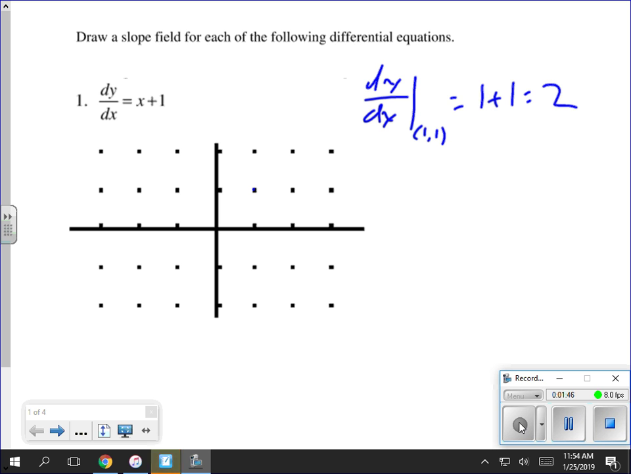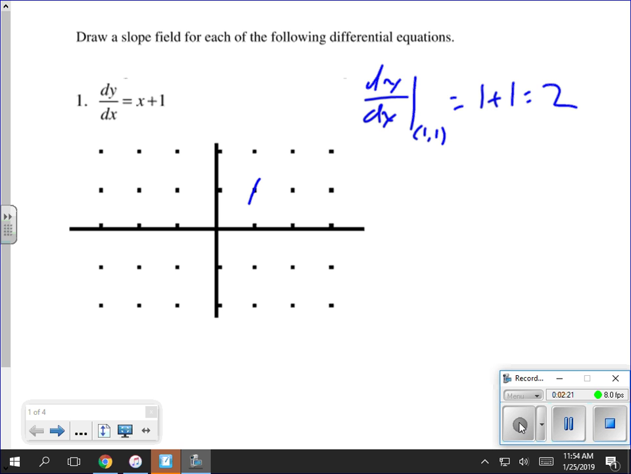This was actually kind of easy that way. Some are a little more difficult, some a little easier. So the slope of my line at that point is 2, which is about like that. Actually, that's way too big. It's about like that. And your slope field is just doing that repeatedly. Now, if you've got a computer, it'll do it for you and it looks really pretty and easy because they can just compute them, no problem. You will have to do them by hand.